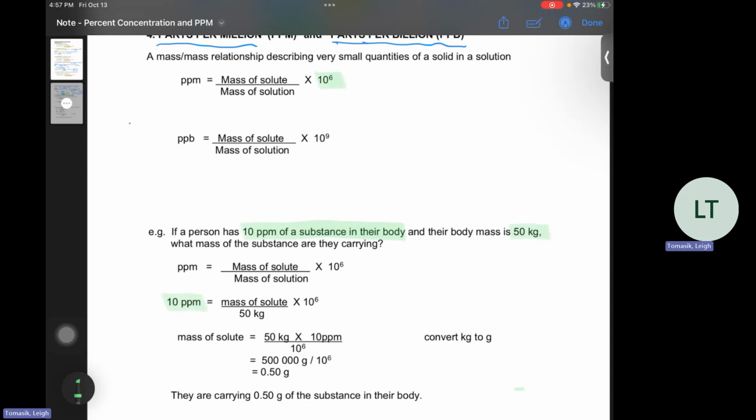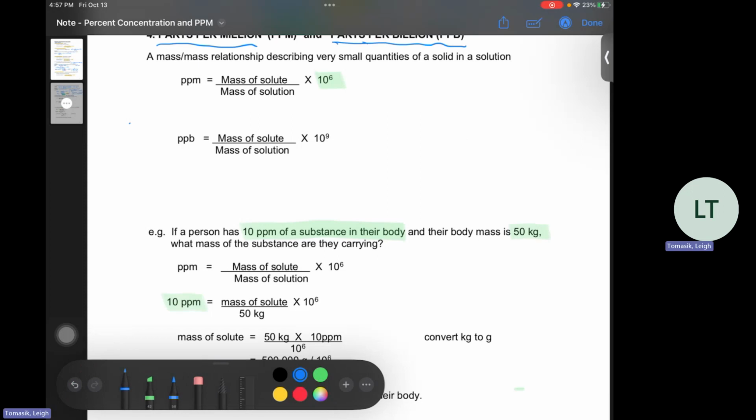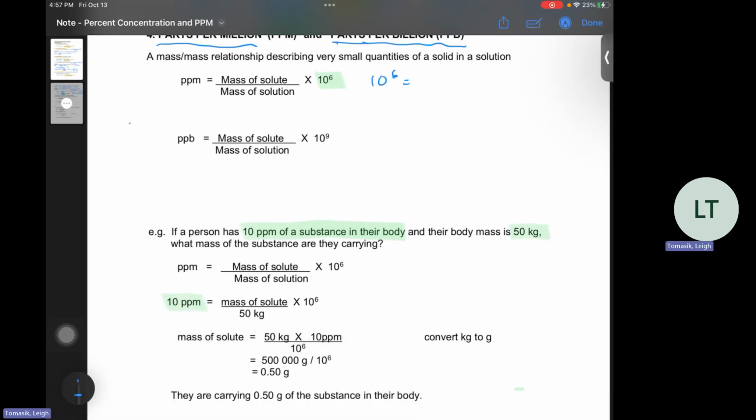Why 10 to the power of 6? Because 10 to the power of 6 is 1 million. Or there's parts per billion: mass of solute over mass of solution times 10 to the 9. Why? 10 to the 9 is 1 billion. Makes sense, right? Okay, so if a person has 10 parts per million, what does that mean?